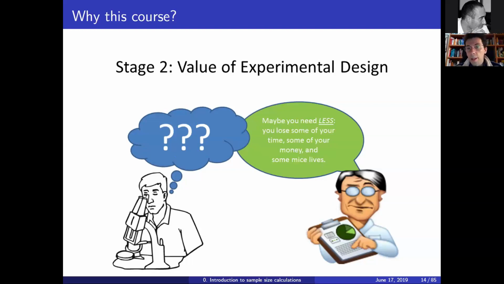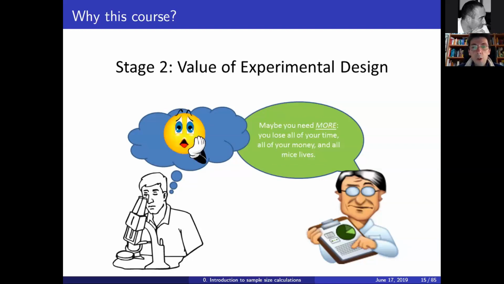And also you may save some mice lives. All these experiments that we do to animals are not really pleasant, so it is really unethical to do it on an unnecessarily high number of animals. Okay, but you may also need more.